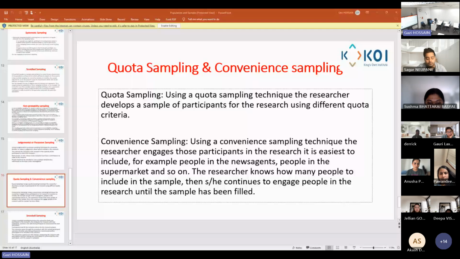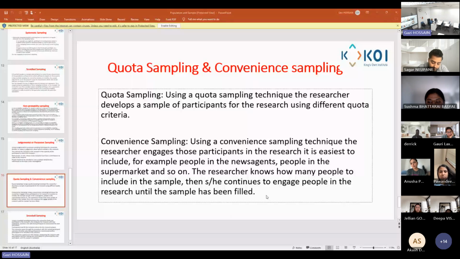Using a quota sampling technique, the researcher developed a sample of participants for the research using different quota criteria. So the quota criteria I discussed are according to their presence in the total population. Convenience sampling. Okay, easy to understand. Convenience.